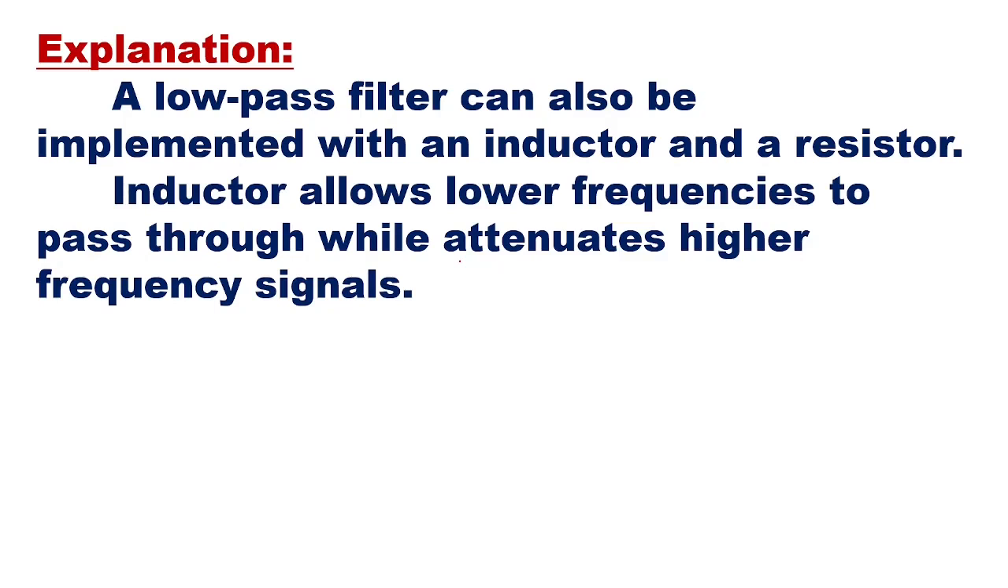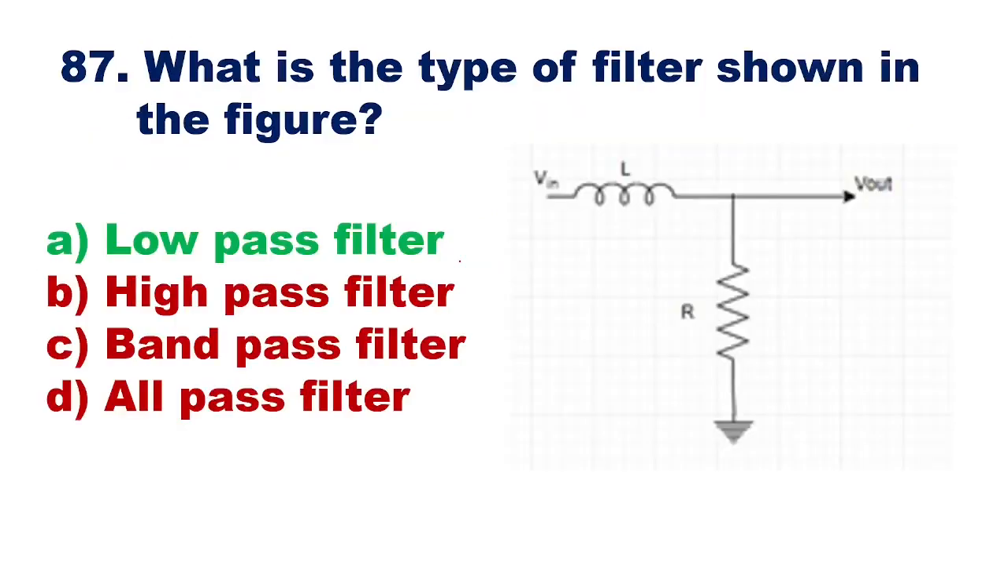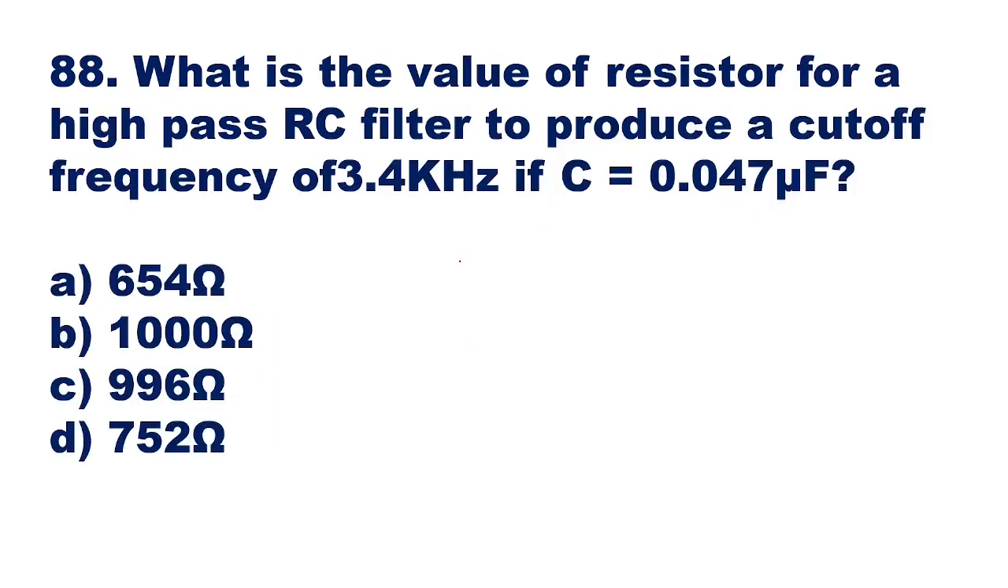So here we can have an explanation. A low pass filter can also be implemented with an inductor and a resistor. The inductor allows lower frequencies to pass through while attenuating higher frequency signals, and therefore this combination acts as a low pass filter. So option A, that is low pass filter, is the right answer. Then we'll go to the next question, question number 88.